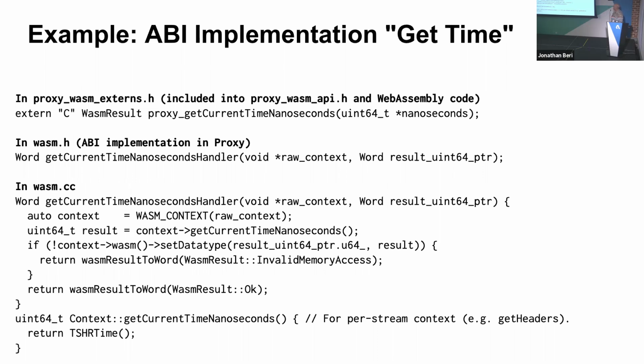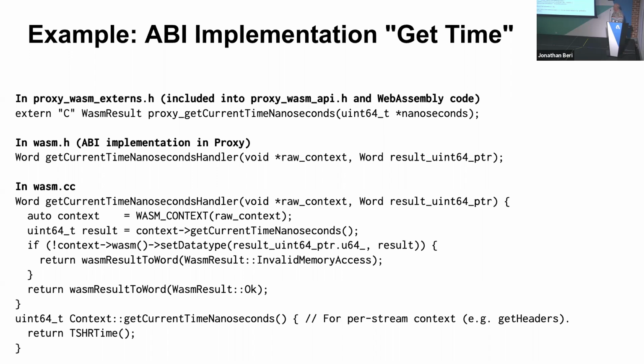So this is what an ABI looks like. In this case, we're looking at the GetTime function. We've got an extern function called proxy get current time in nanoseconds. Since it only returns a WASM result, we have to pass a pointer out to where it's supposed to write the time. That's going to get verified on the outside to make sure that chunk of memory is valid before the thing gets copied in.